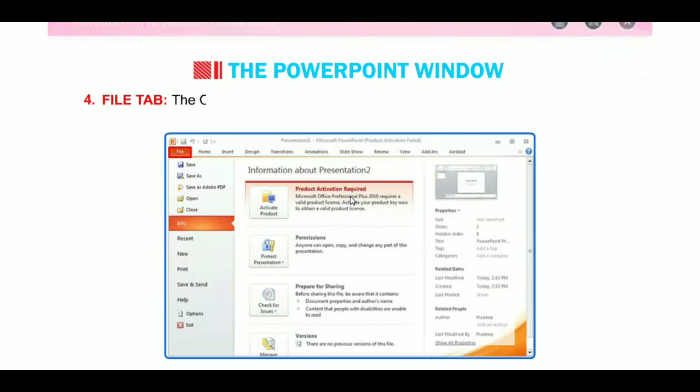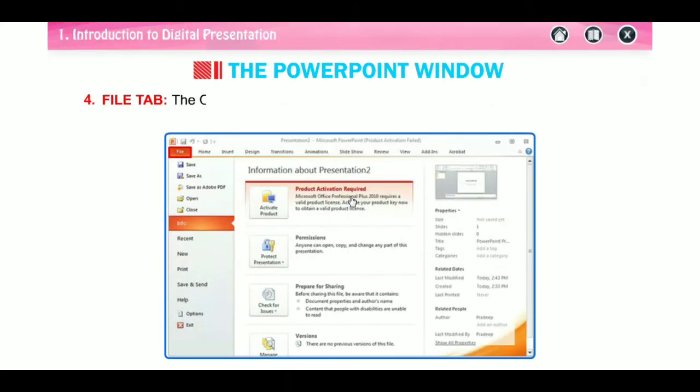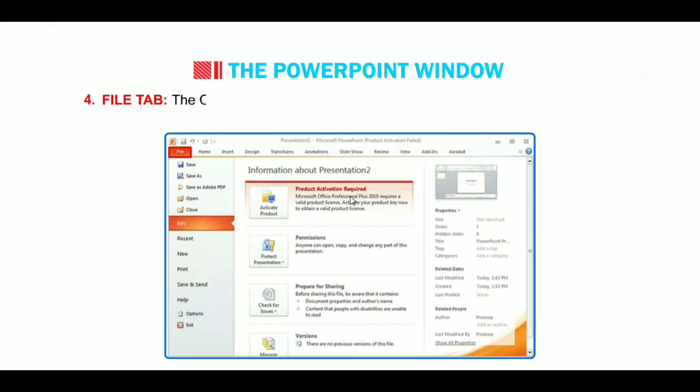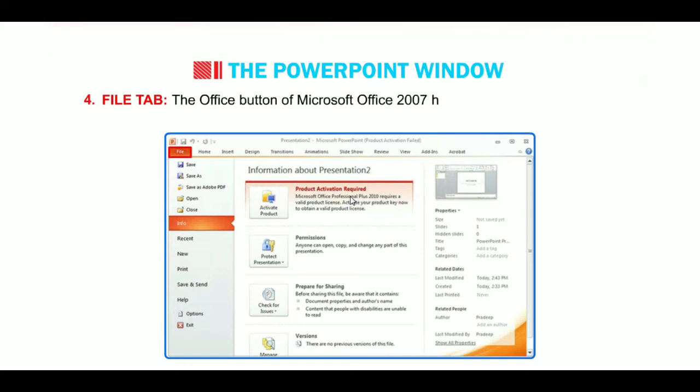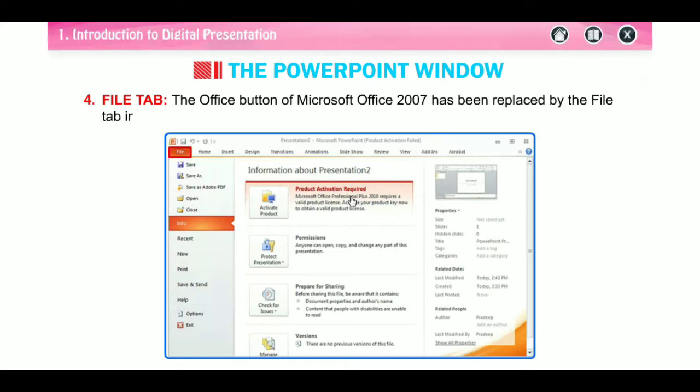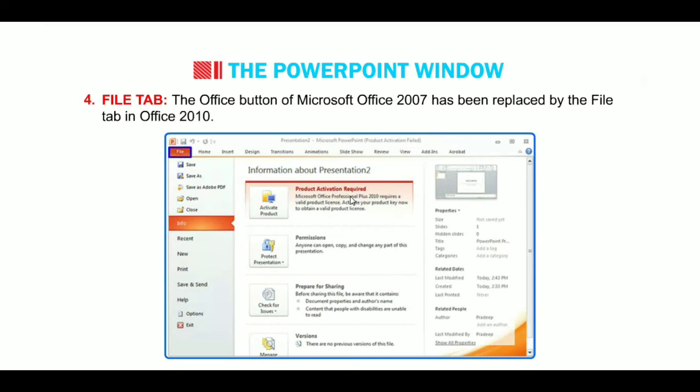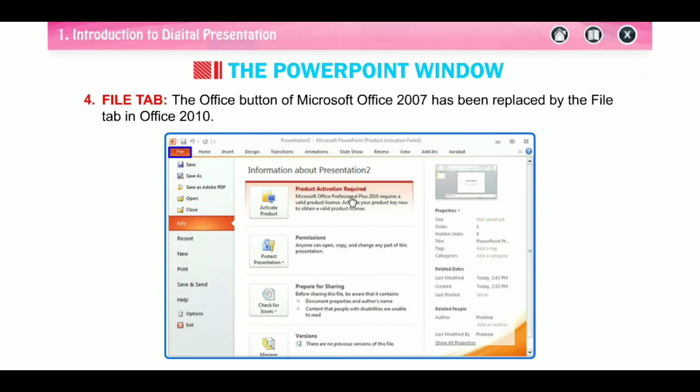Next is the File tab. Here you can see the first tab, and the red colored one is the File tab. The Office button of Microsoft Office 2007 has been replaced by the File tab in Office 2010. This is the difference in the tab between 2007 and 2010, that this tab has been replaced.